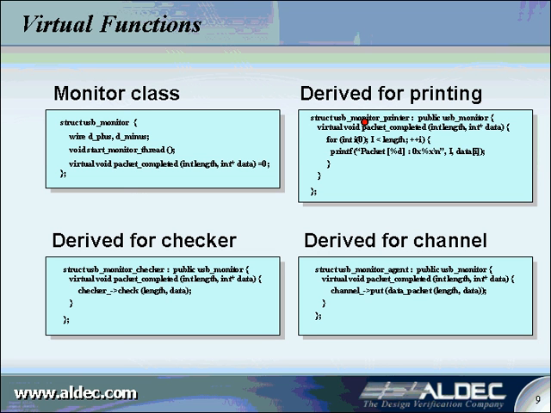So, for example, here's one that is just going to print out the packet that we get. You say struct USB monitor is a public USB monitor. That was the guy on the left. And it's going to override this method. And again, there's no magic here.